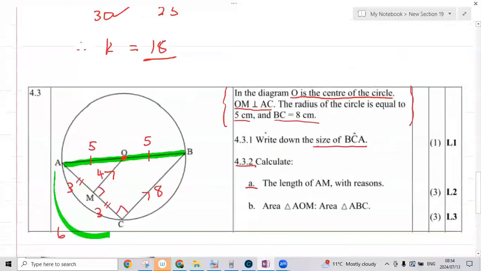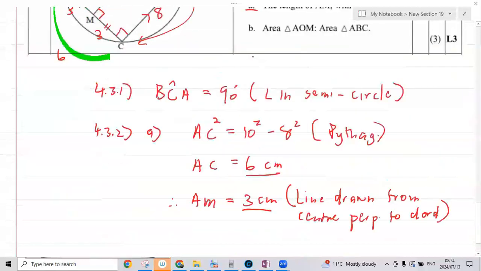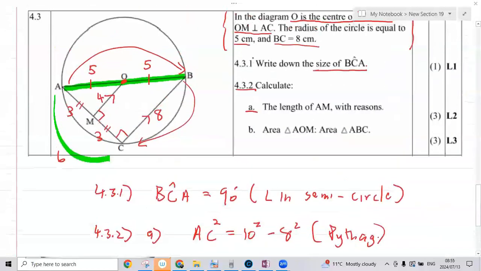Remember, once again, the radius of the circle is 5. We were given that, so therefore 5 plus 5 is 10 there. And then we are given that BC there is equal to 8. So we use theorem of Pythagoras, and that's important for us to understand. So here, writing AM equals 3, and the reason line drawn from center perpendicular to chord is very important. Okay, so that will actually be like 2 marks on its own. So that's 4.3.2a, and then now let's look at B.